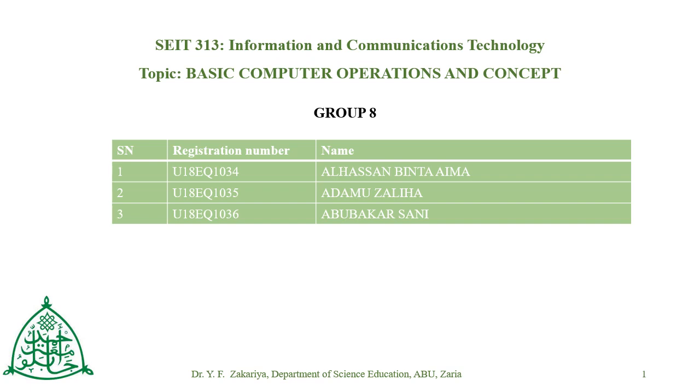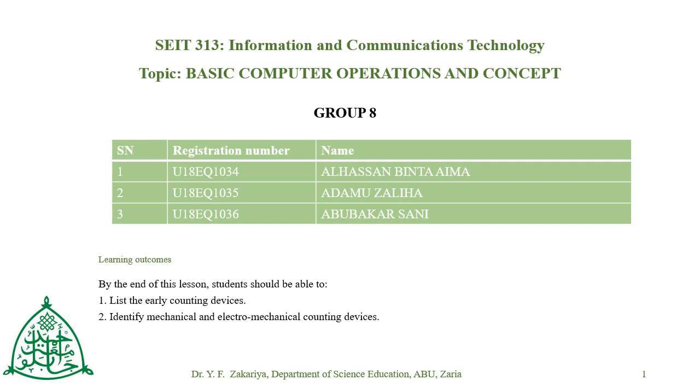We are members of Group 8, and our topic is Basic Computer Operations and Concepts. Learning outcomes. By the end of this lesson, students should be able to list the early counting devices, identify mechanical and electromechanical counting devices, mention electronic counting devices, and describe the generations.